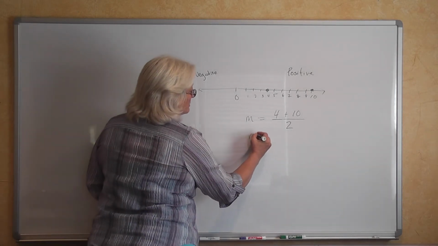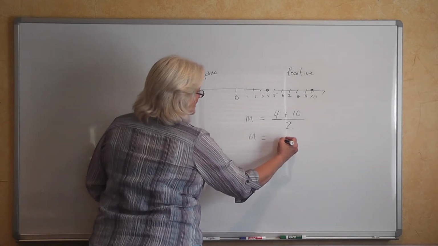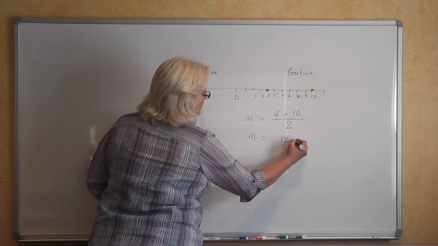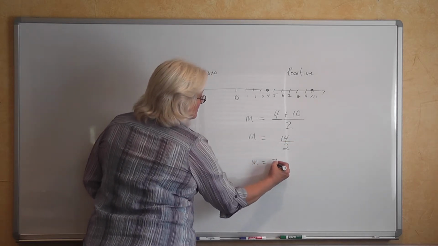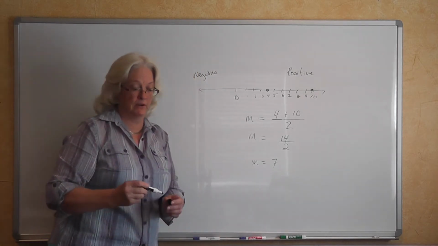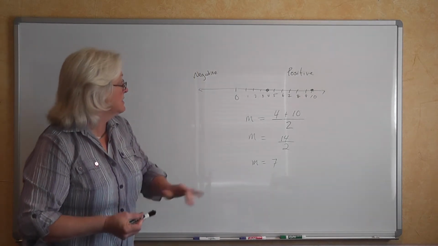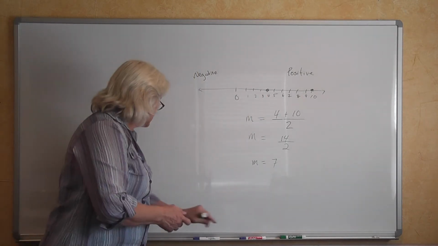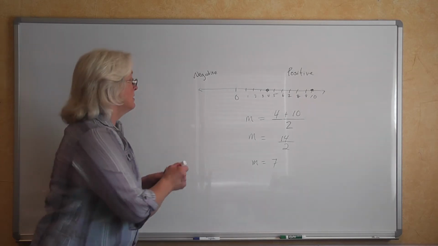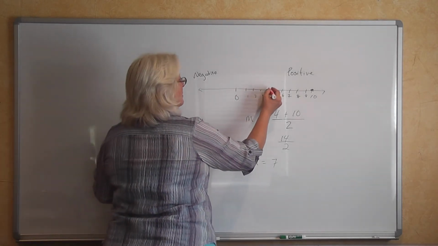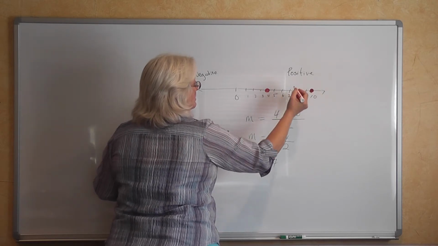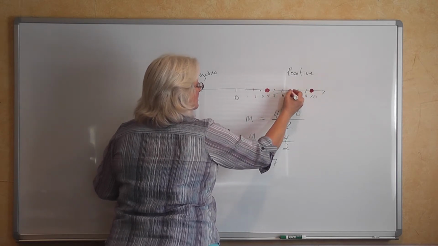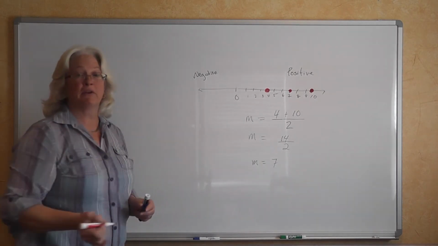The midpoint is equal to 4 plus 10, which is 14, divided by 2. 14 divided by 2 is 7. So this tells us that the middle of this line segment right here, that starts at 4 and ends at 10, that midpoint is right there at 7.